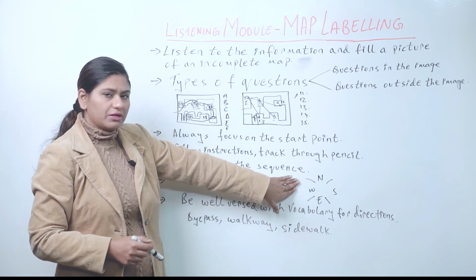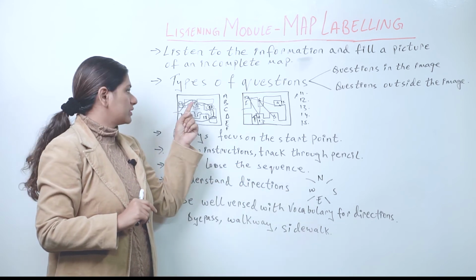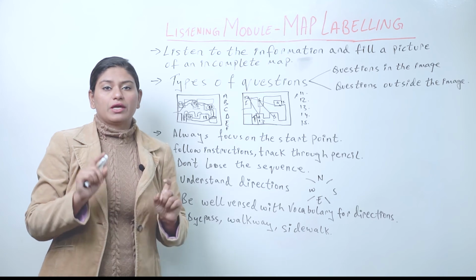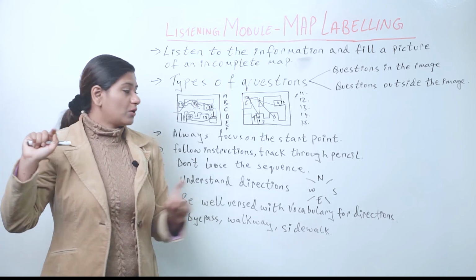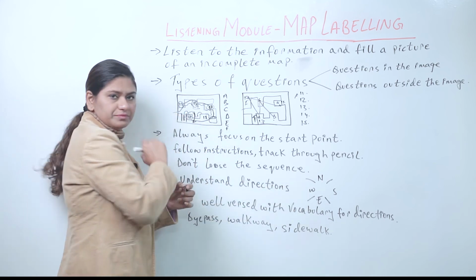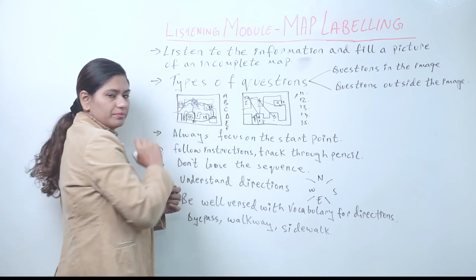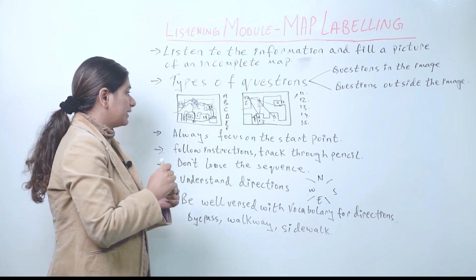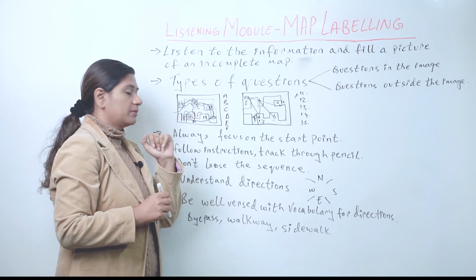So this is something which should be in your head, and you should be able to figure it out within the map also. If the audio says going towards the east, you know that you have to go here. They say going towards the north, so you know you have to go here. So until and unless you are sure about the directions, you will not be able to do this properly.